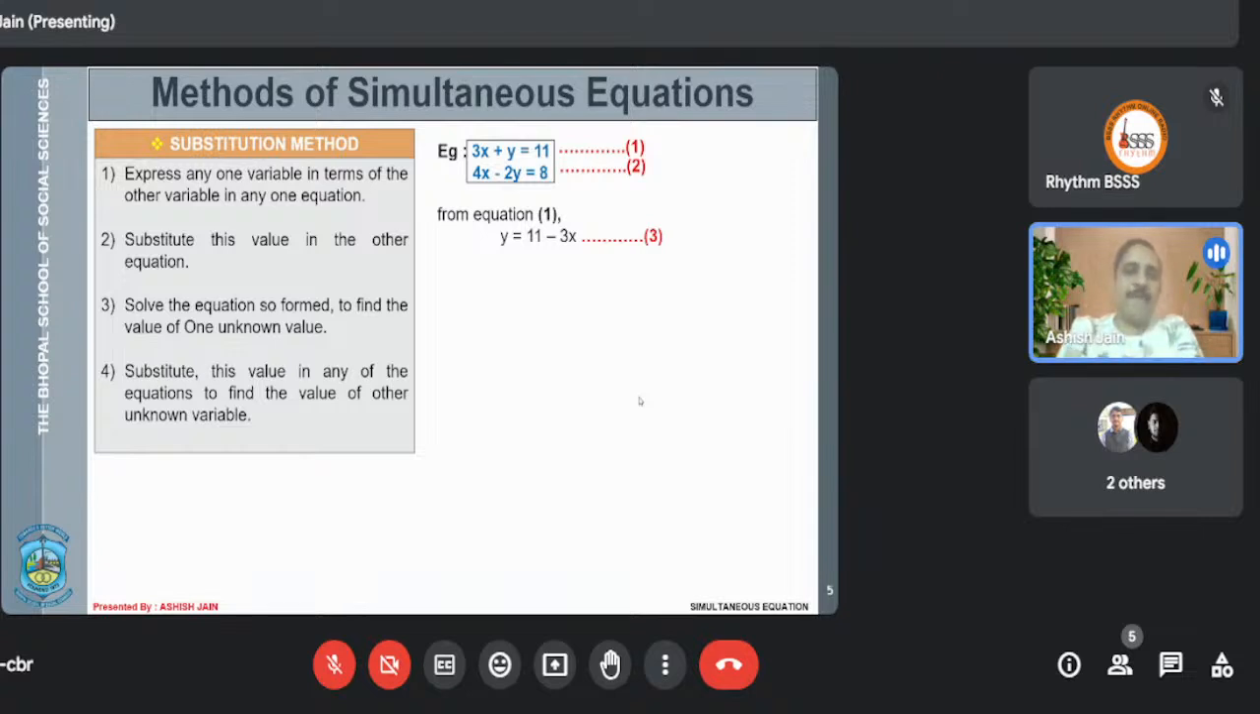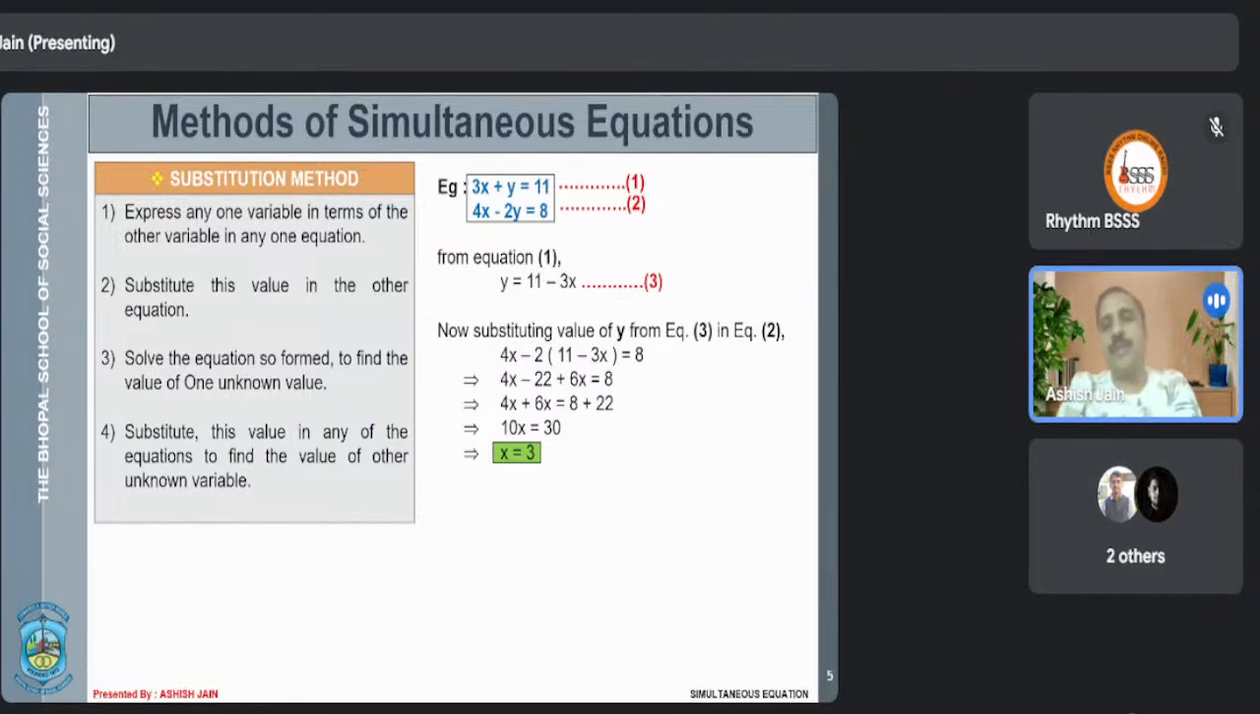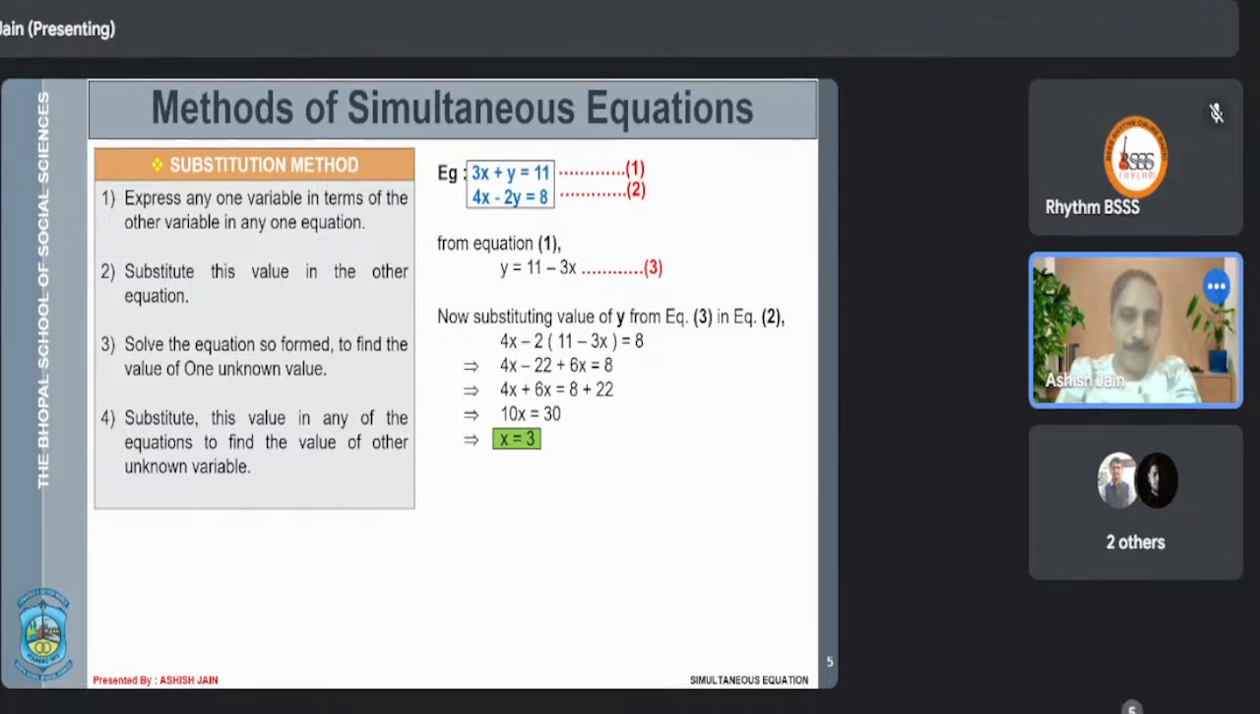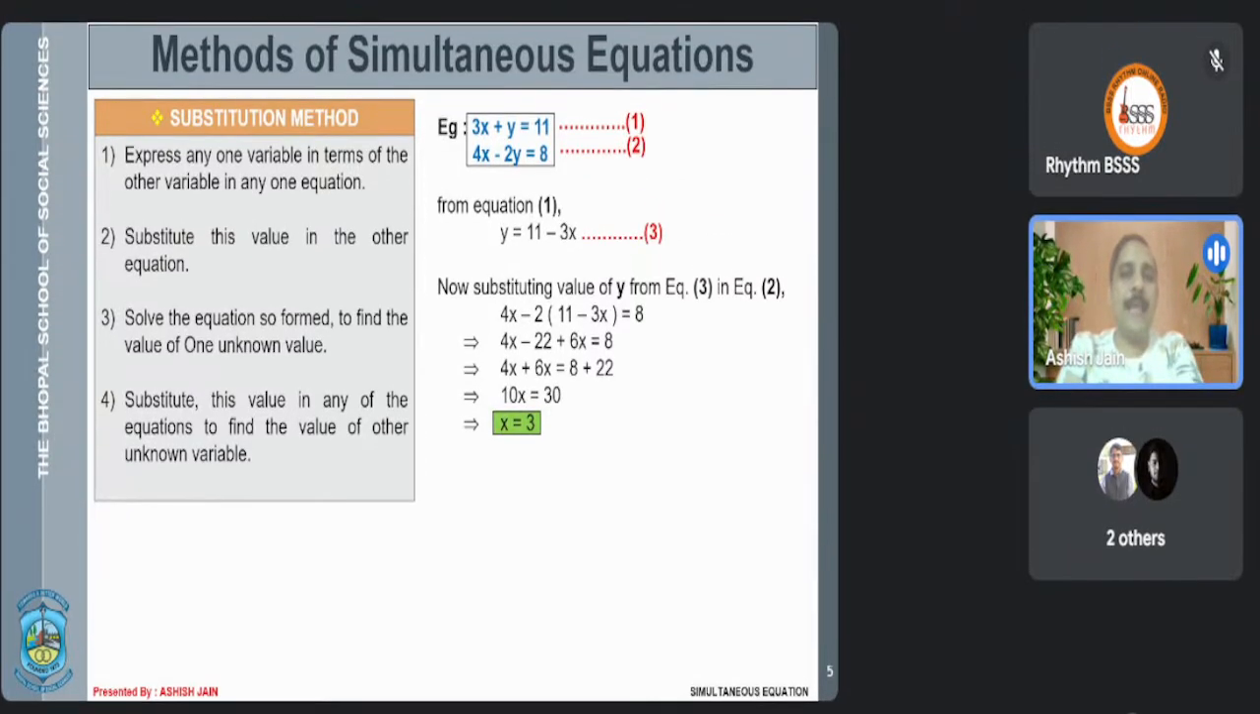Here, since we have found the value of y from equation number 1, we will put this value of y in equation number 2, whatever is the remaining equation. Okay. So after putting it, we say that substituting the value of y from equation number 3 into equation number 2. See, the way of writing or solving a problem is very important. You should follow this pattern of solving. And whenever, please remember, in mathematics, whenever you are solving a problem and that solution has an equal to sign in between, you should always start your line with an implies sign. This sign is called implies.